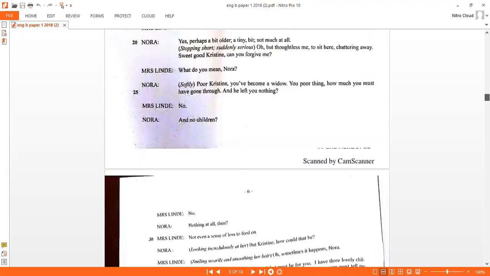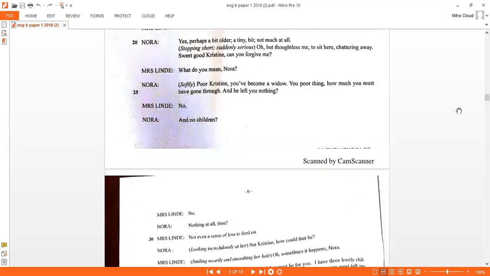Again, this extract is so long. So she says, "Poor Christine, you've become a widow. You poor thing. How much you must have gone through. And he left you nothing?" And then she says, "No." "And the children?" "No, nothing at all. Not even a sense of loss to feel on."